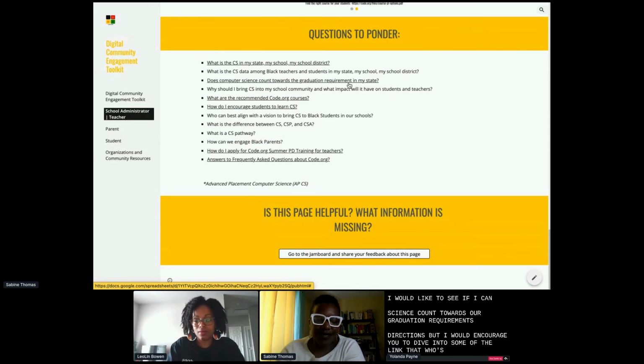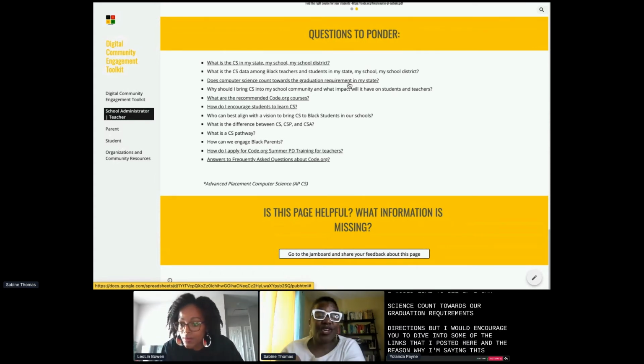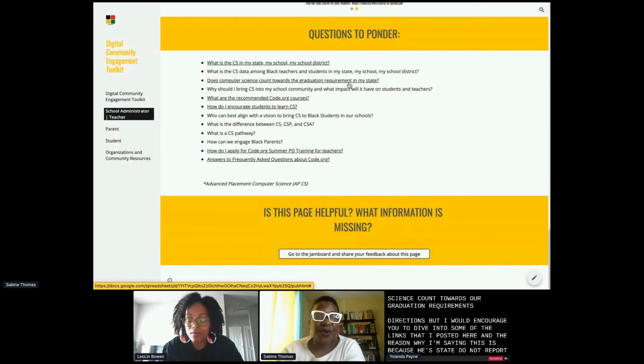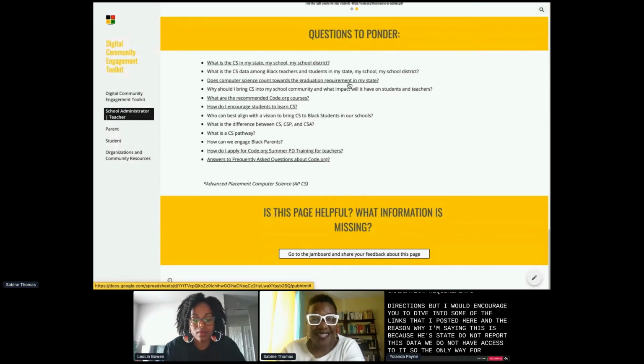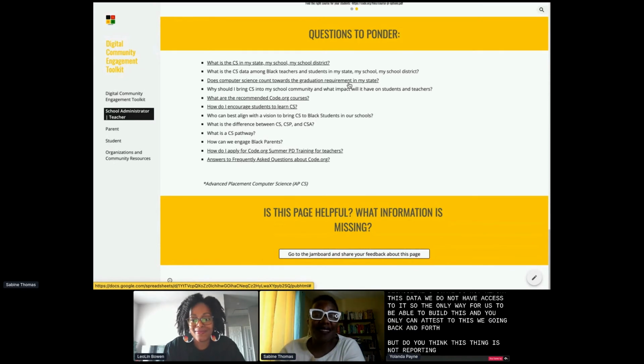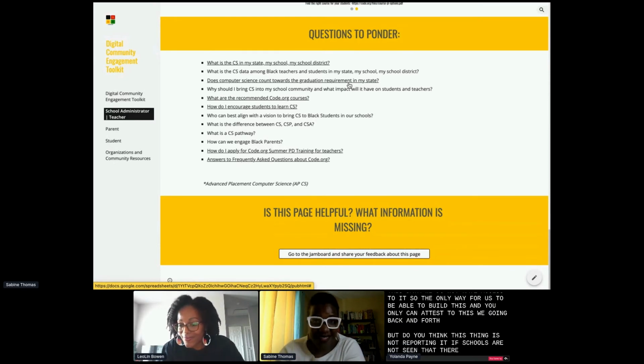The reason why I'm sharing this is because if states do not report this data, we do not have access to it. So the only way for us to be able to build this, and LeoLin can attest to this, we're going back and forth, often asking our research team to report information to us. But they're saying if the state is not reporting it, if schools are not saying that they're offering it or not, we end up with a lot of unknowns.